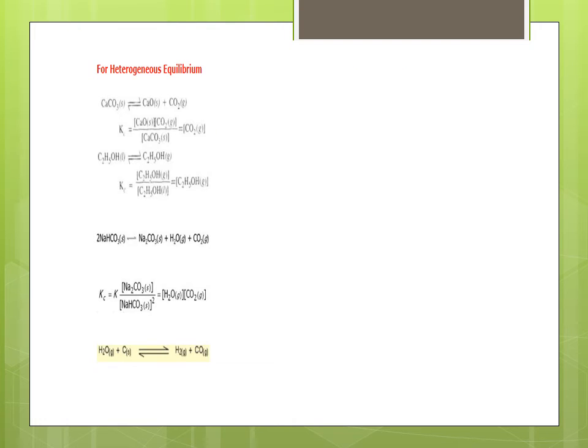For heterogeneous equilibrium, here are some more examples. Let us start with the first example. CaCO3, when it dissociates to give CaO and CO2, then the value of K will be molar concentration of the right hand side terms divided by molar concentration of the left hand side terms. Now, as solid terms are negligible, molar concentration of CaO is equal to 1, and molar concentration of CaCO3 is equal to 1. So it will be equal to CO2 gas.